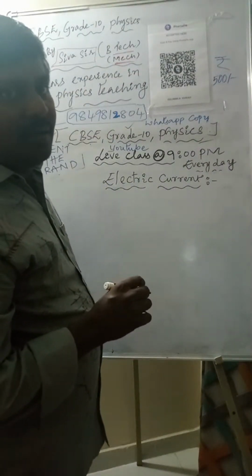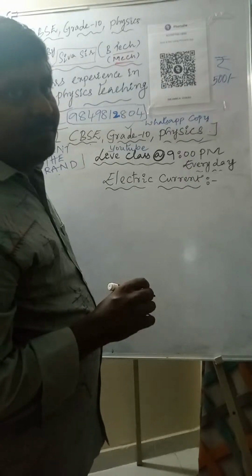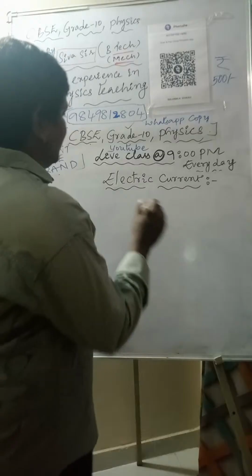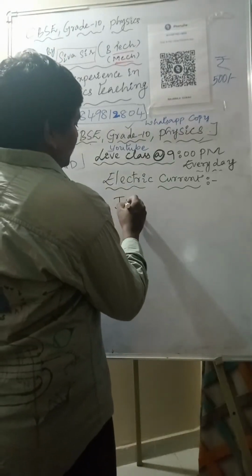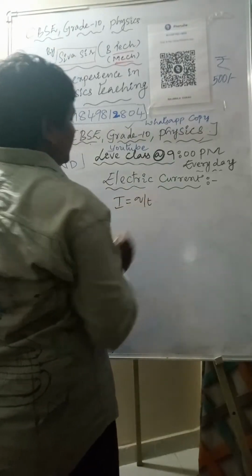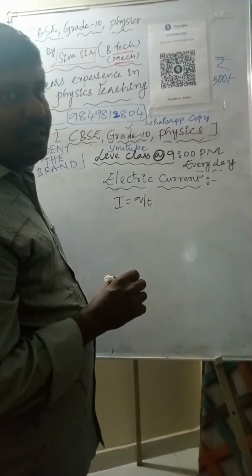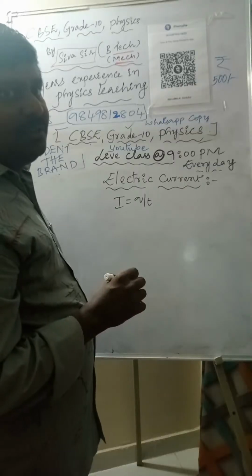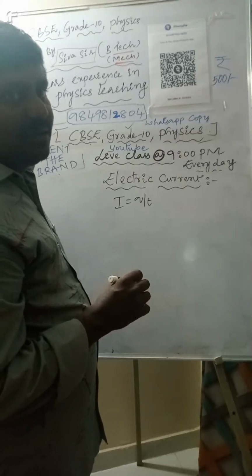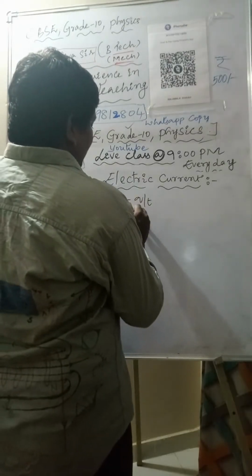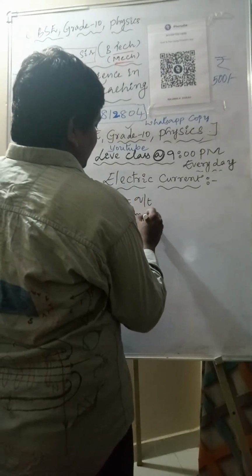Note down, I'm considering electric current. Electric current is nothing but the rate of flow of charge. I equals Q by T. The flow of charge through unit cross-section area per second is called electric current. The SI unit of current is ampere.